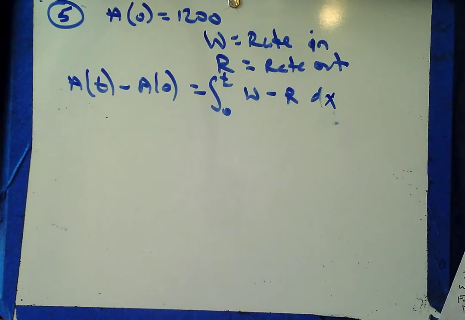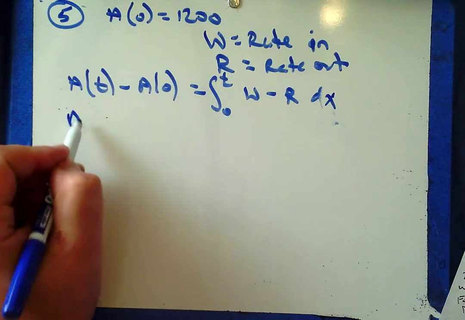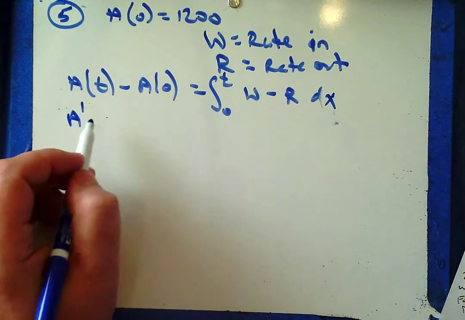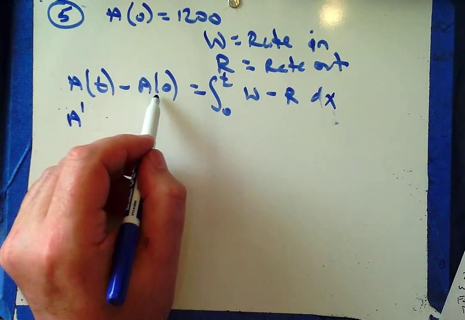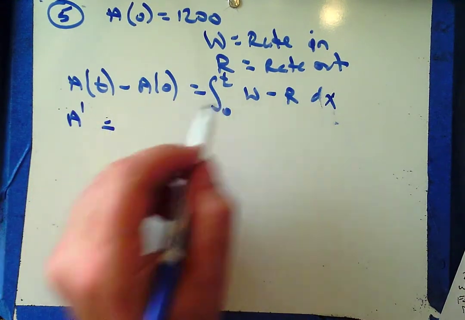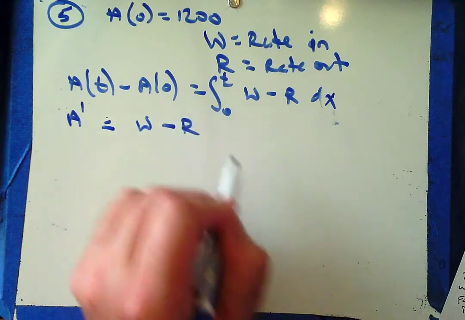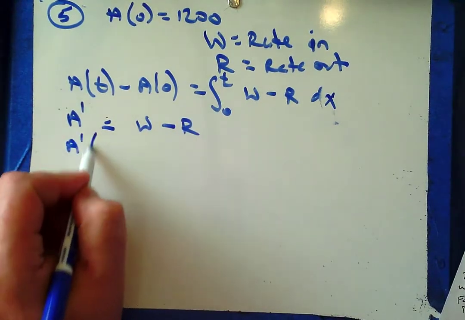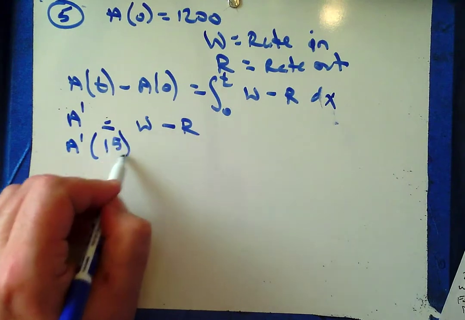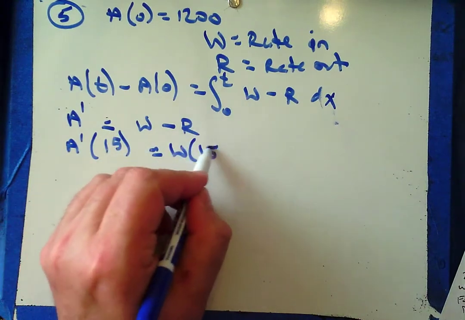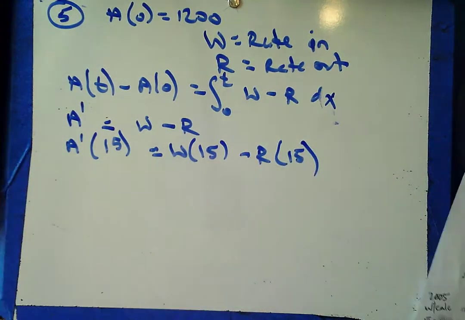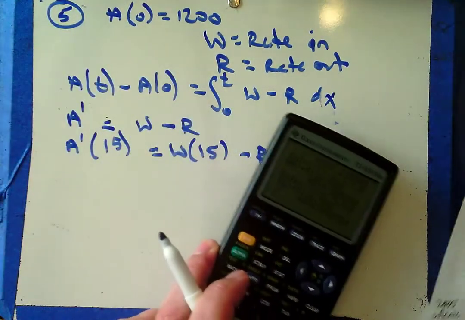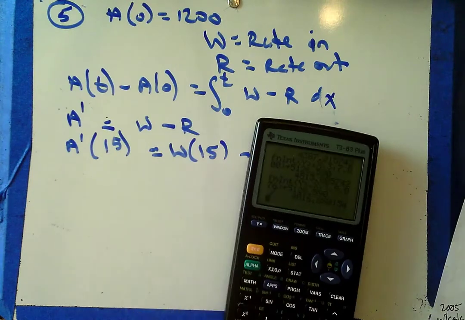Is the amount in tank increasing or decreasing at time equal to 15? So for that I want A prime, and if I take the derivative of this I get A prime. The derivative of a number is 0, and the derivative of this integral is just going to be W minus R. I want to know what A prime of 15 is, and so that's just going to be W of 15 minus R of 15. So I'm going to type W into y1, and I'm going to type R into y2.